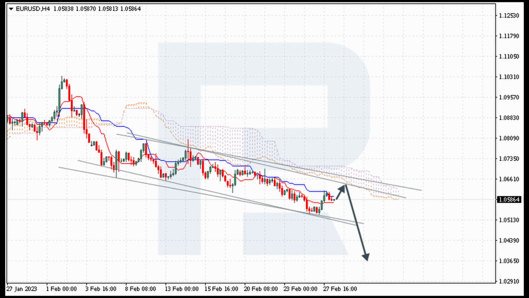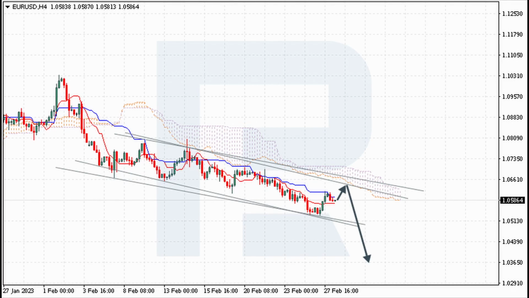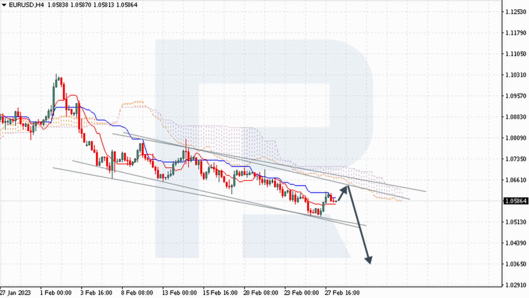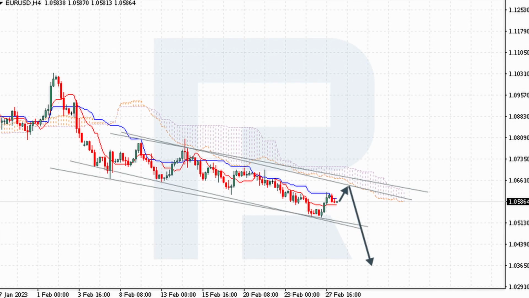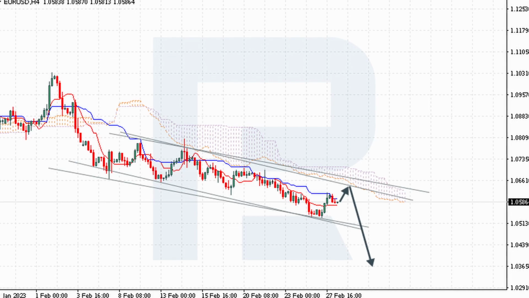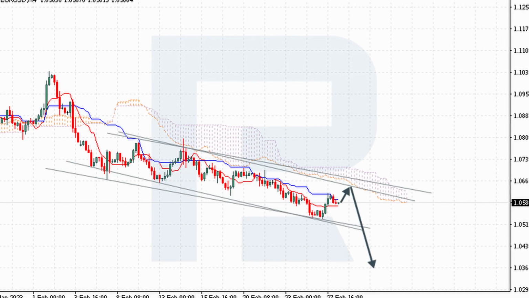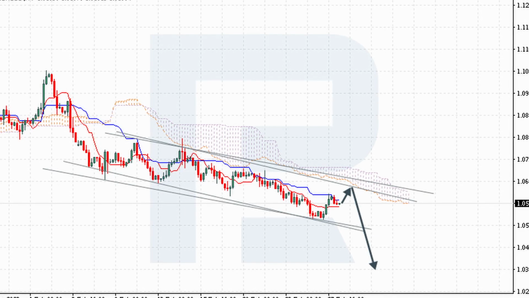Euro to US dollar, Euro versus US dollar. USD is testing the signal lines of the indicator. The instrument is going below the Ichimoku cloud, which suggests a downtrend. A test of the lower border of the cloud at 1.0635 is expected, followed by falling to 1.0365. An additional signal confirming the decline will be a bounce off the upper border of the descending channel.